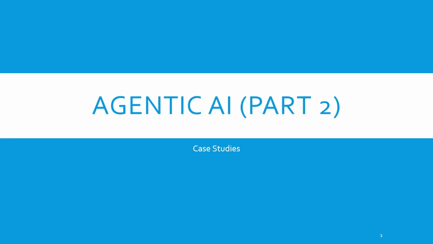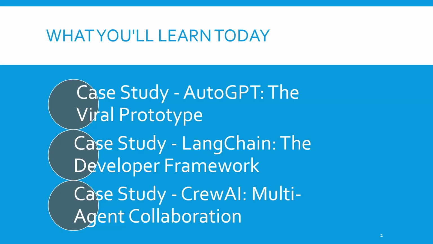Let's start with today's session on Agentic AI Part 2, which includes the case studies of Agentic AI. Primarily, we are going to discuss three case studies. One is AutoGPT, second is LangChain, and third is CrewAI.